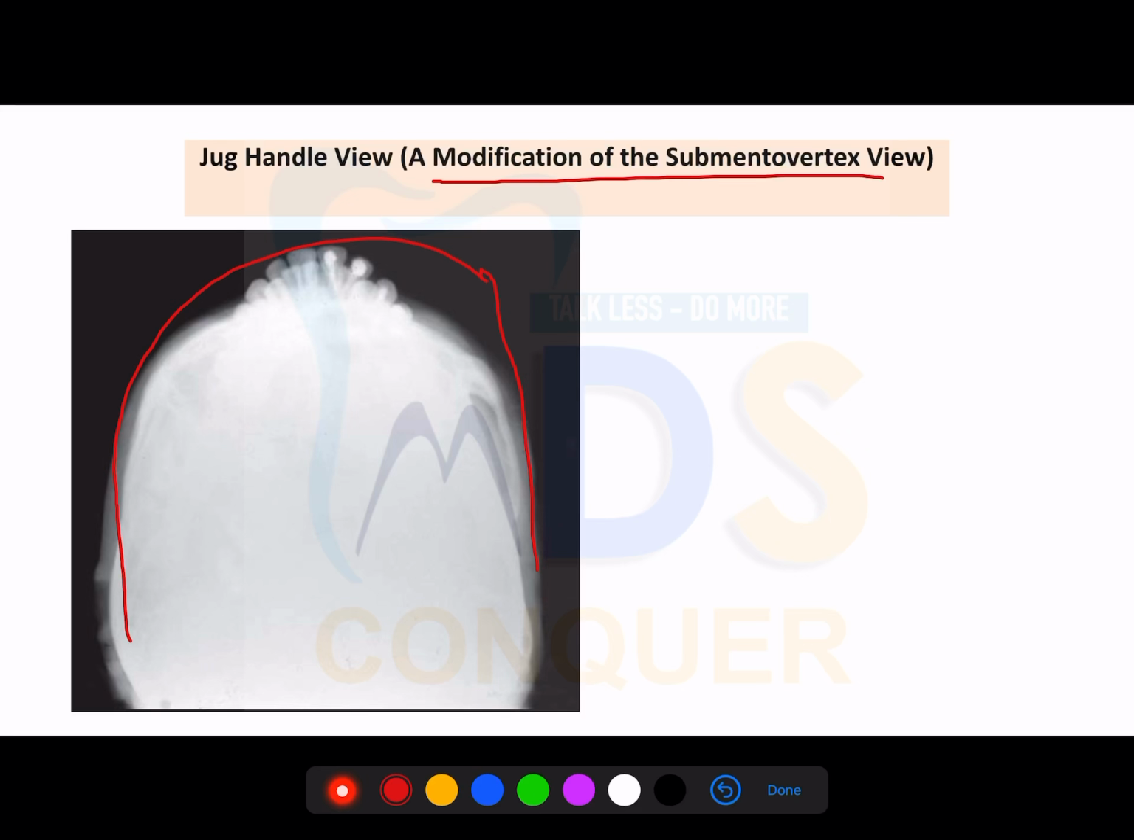If you see here, the most common evaluation is of our zygomatic arches. Okay, so in this jug handle view, two important things: it is a modification of the submental vertex view, only the exposure is reduced, and the patient position and everything else remain the same. And one more thing, it is useful for the evaluation of zygomatic arches.